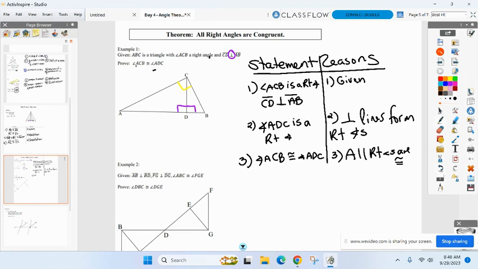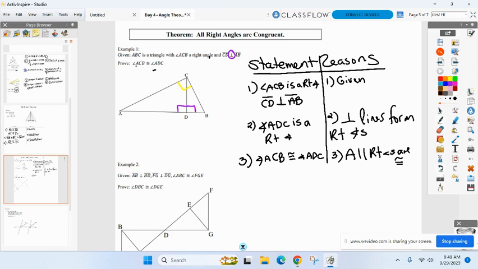But again, everyone with me here, if you want to say all right angles are congruent, both right angles need to be listed as right angles in the statements. I don't care about your diagram. It's got to be in your statements that they're right angles. Anything you want to hear before we go to a more complex one here, number 2?